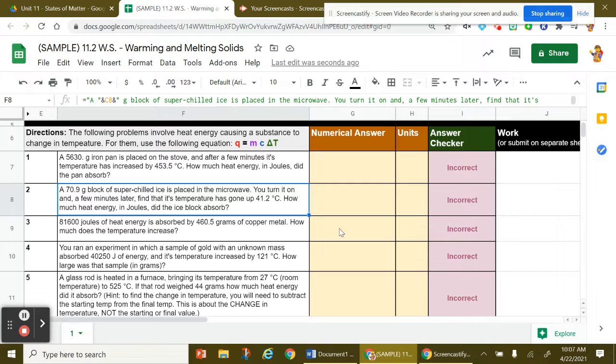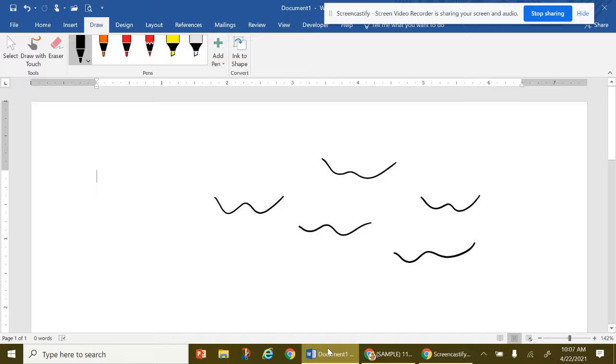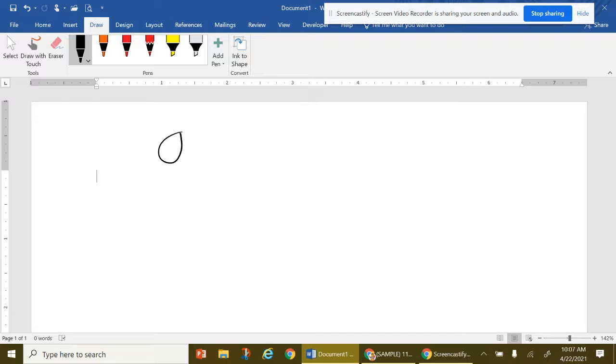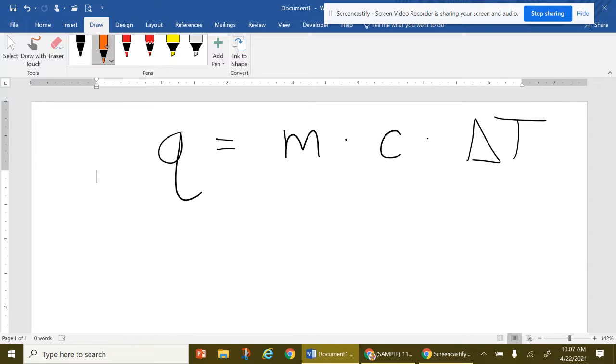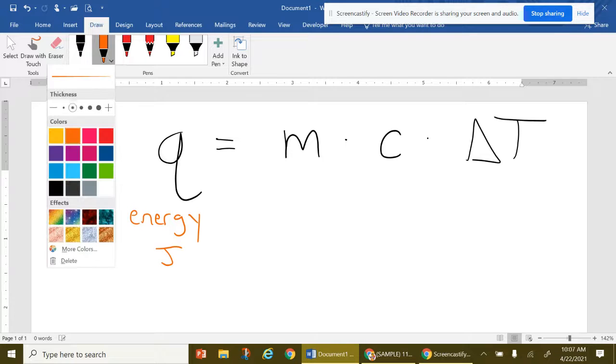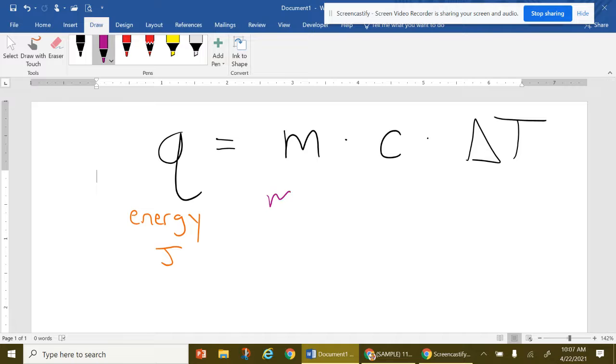Okay, now we only have one equation that we're doing for these first 6 homework problems, and the equation is right here. The equation is Q equals M times C times delta T. All right, Q right here, this is the energy for a temperature change, and it's measured in joules. Okay, next we've got M, which is the mass. That is how much an object weighs, measured in grams.